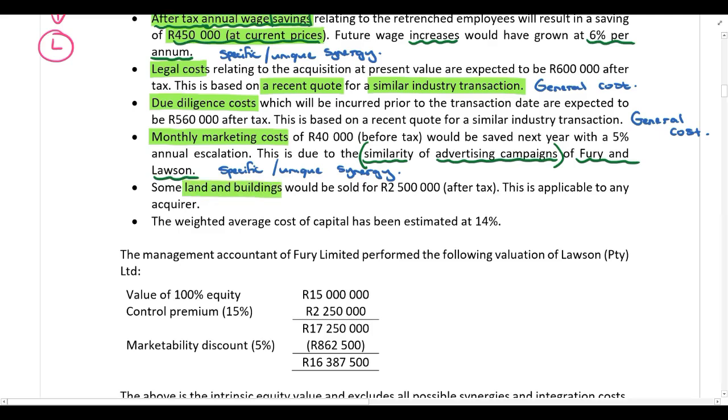Some land and buildings would be sold for 2.5 million Rand after tax, and this is applicable to any acquirer. So it's not specific to Fury purchasing the shares in Lawson. If any company purchases the shares in Lawson, they will sell the land and buildings for 2.5 million Rand. So this is going to be a general synergy.